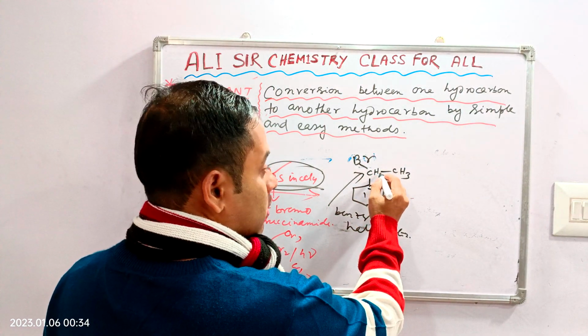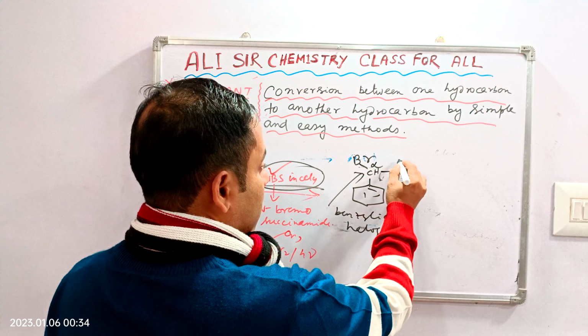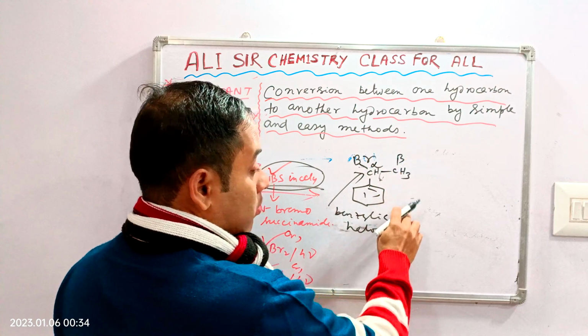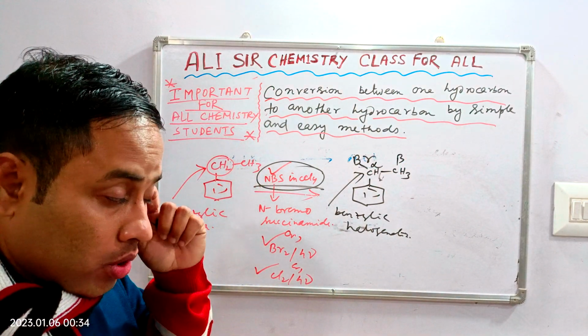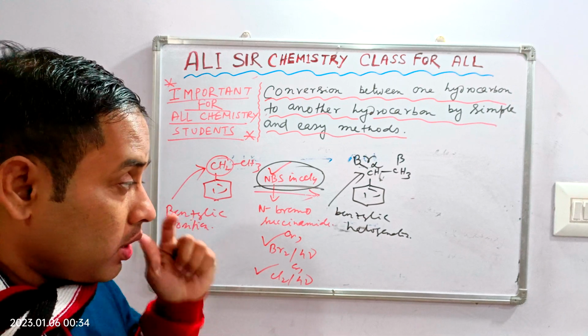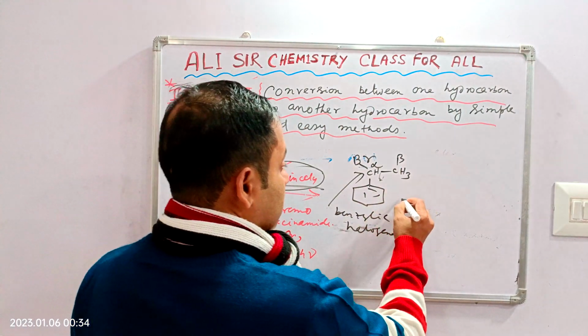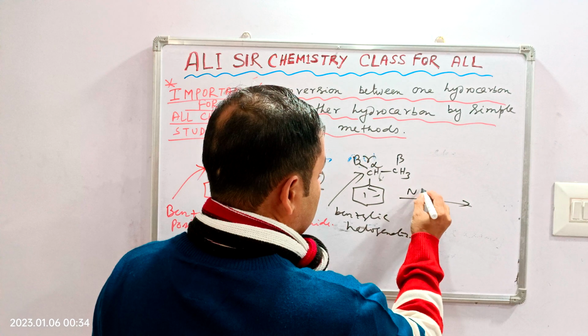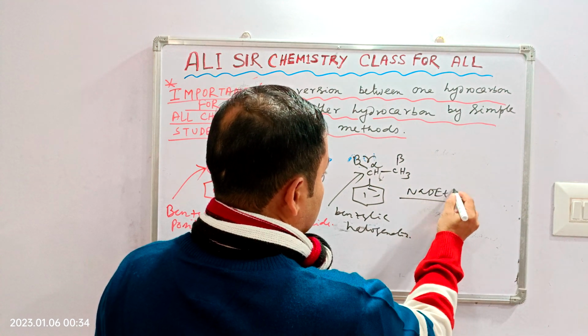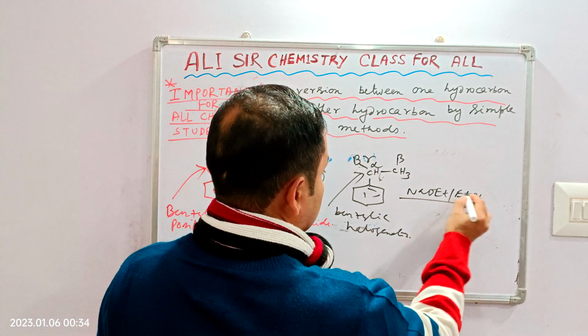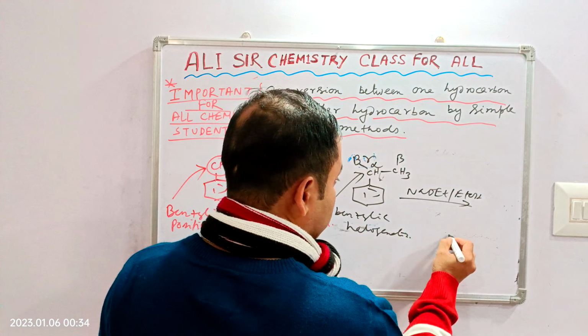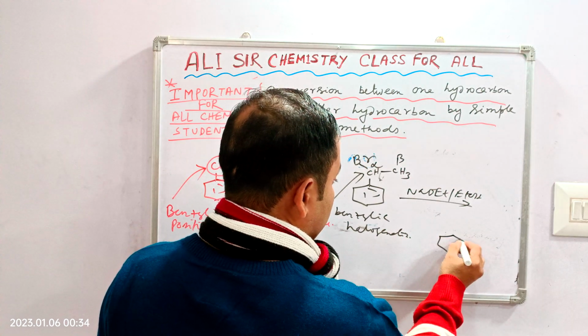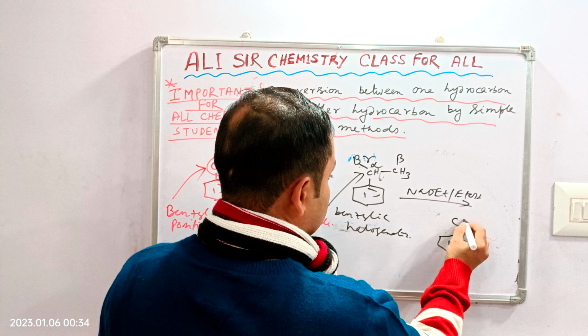If you see, this is the alpha carbon, and this is the beta carbon. In the beta carbon there are 3 hydrogens. For an elimination reaction, a minimum of 1 hydrogen is required. So just use the E2 reaction, NaOH, ethanol. We will get the eliminated product, which is styrene.